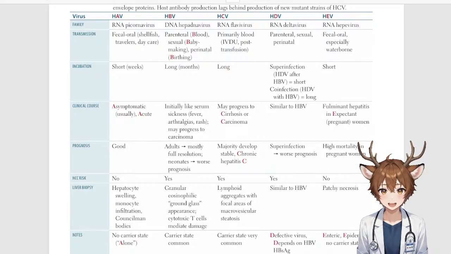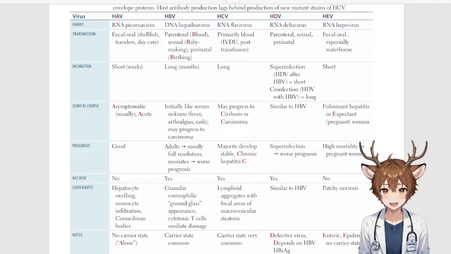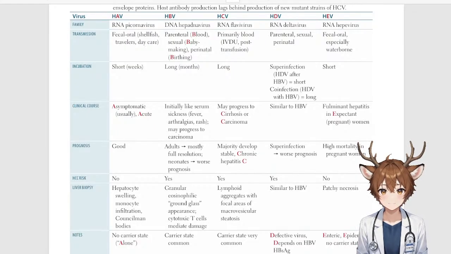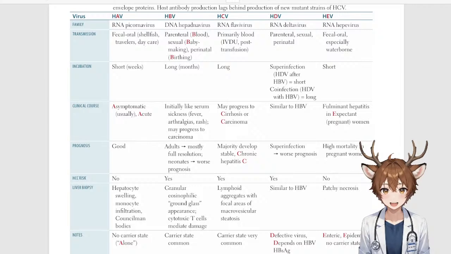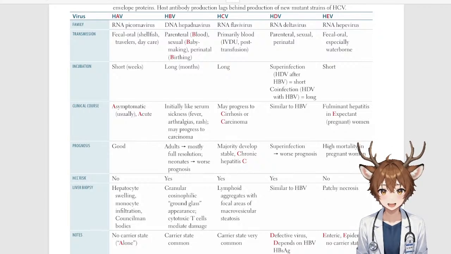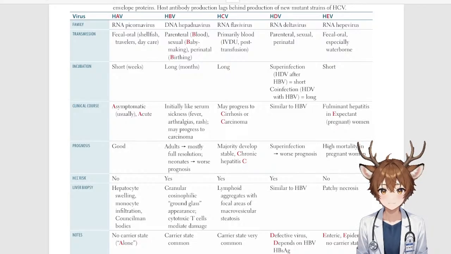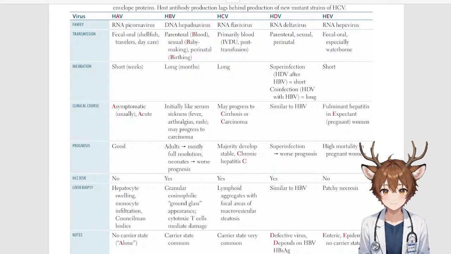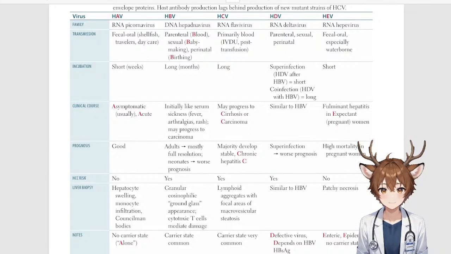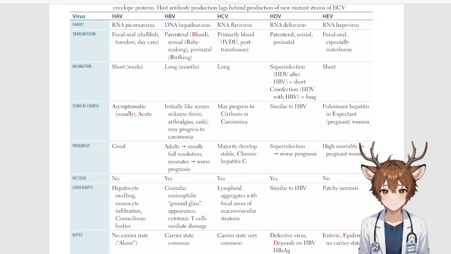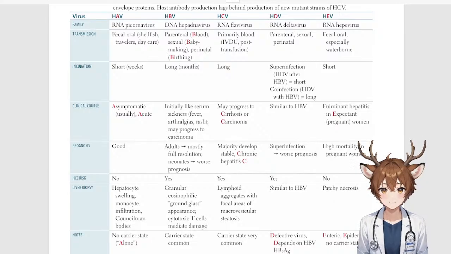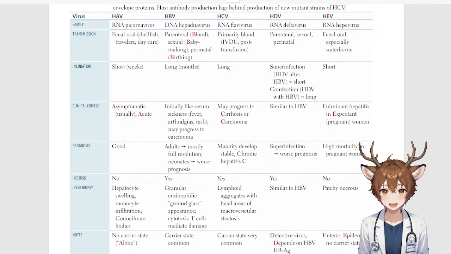Remember, the superinfection is when you have HDV after HBV, while a co-infection is when you have it at the same time. So when it's happening at the same time, it's co-infection, not as bad. If it's happening after you already had HBV, which is a superinfection, that's pretty bad. Prognosis, superinfection, worse prognosis. Is there a hepatocellular carcinoma risk? Yes. The biopsy would be similar to HBV. And notes for HDV: defective virus, depends on HBV surface antigen, HBsAg, for entry into the hepatocytes.